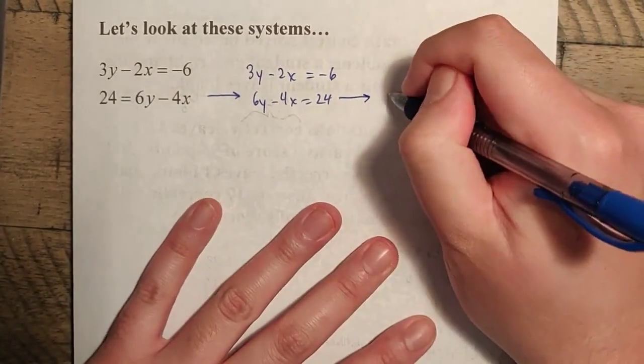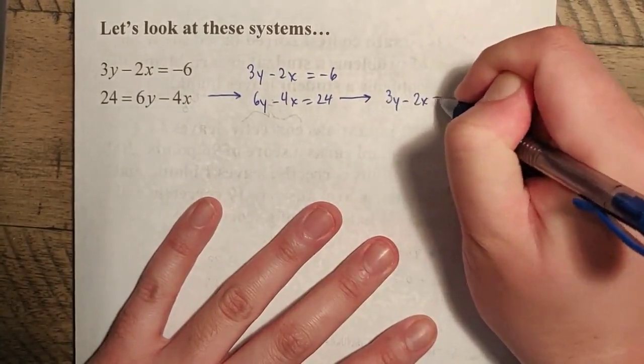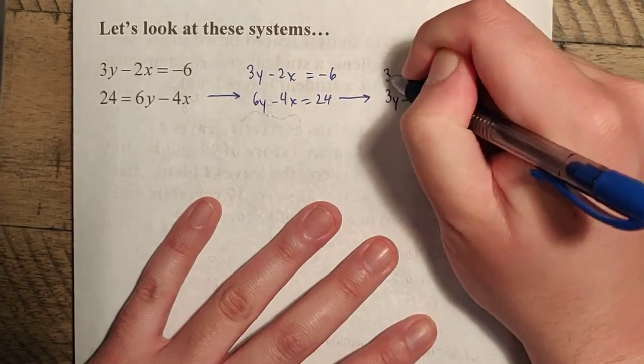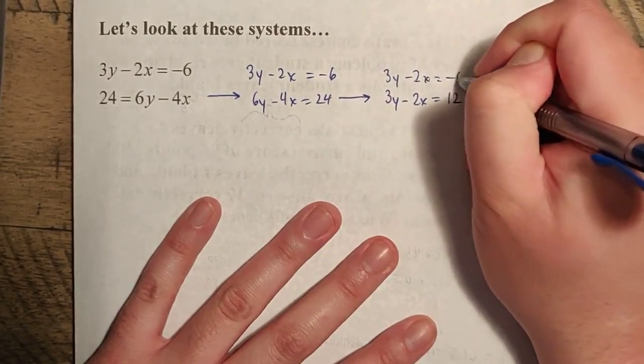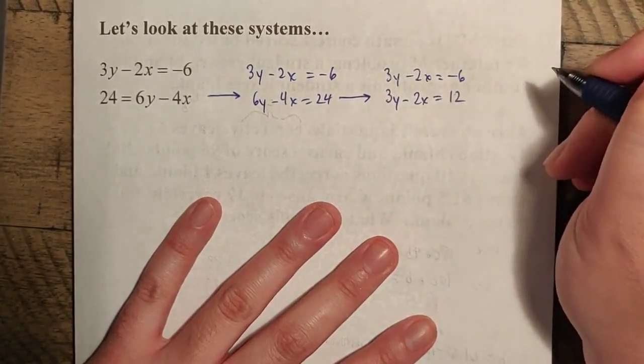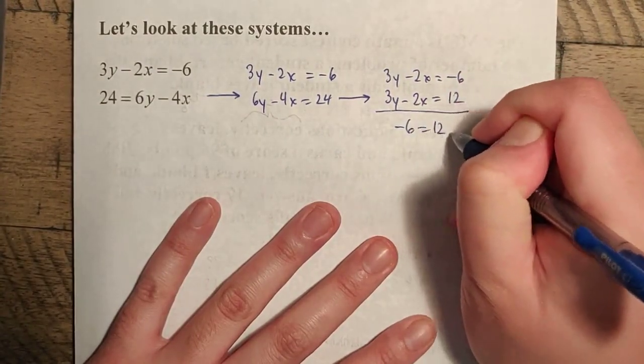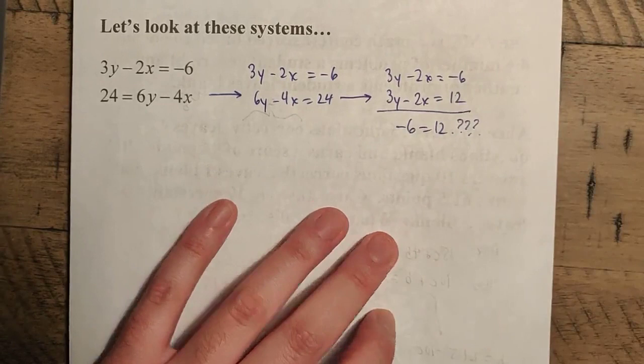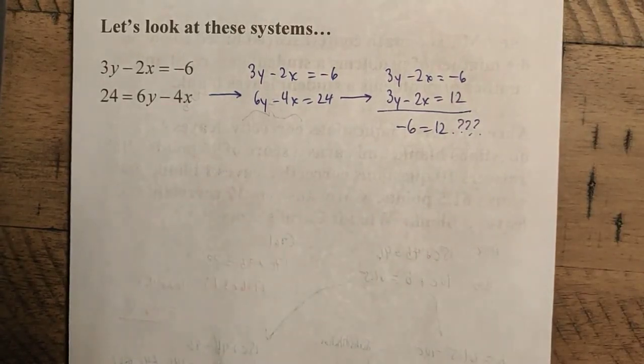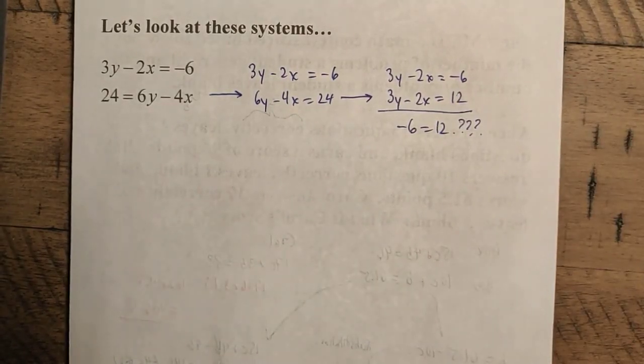So we can do that here, and we get 3y minus 2x equals 12, and 3y minus 2x equals negative 6. Uh-oh, wait a minute. You look at this, and that tells us negative 6 is equal to 12. What? So you look at this equation here in this system and you get something that doesn't make any sense. So I guess one thing we can try to do is we can try to see what's going on here.